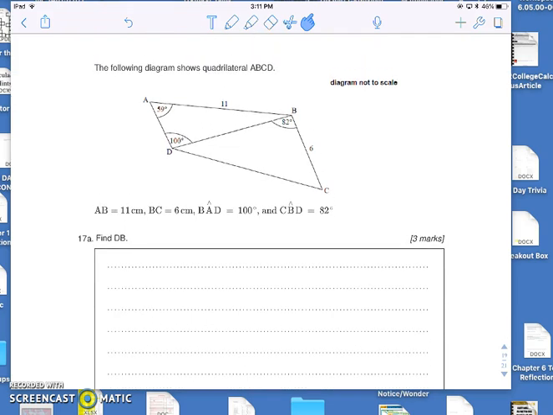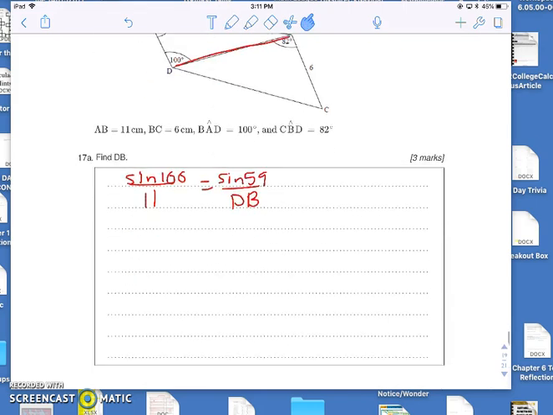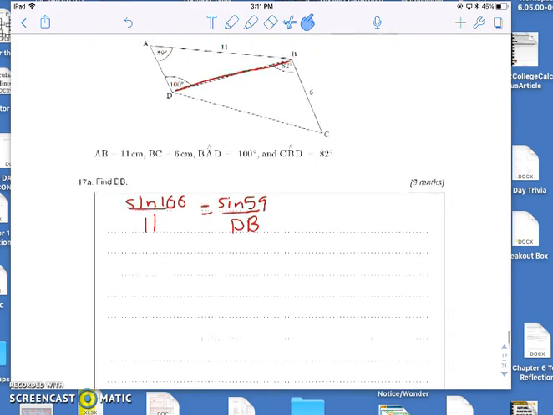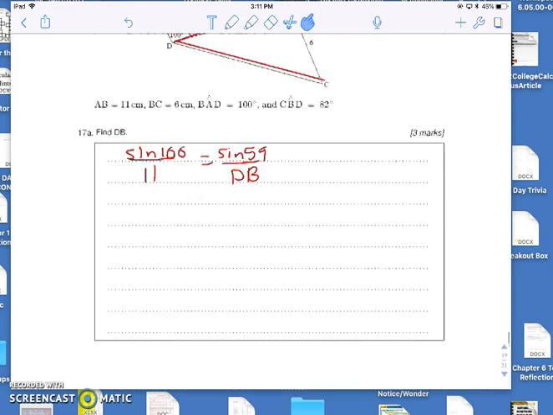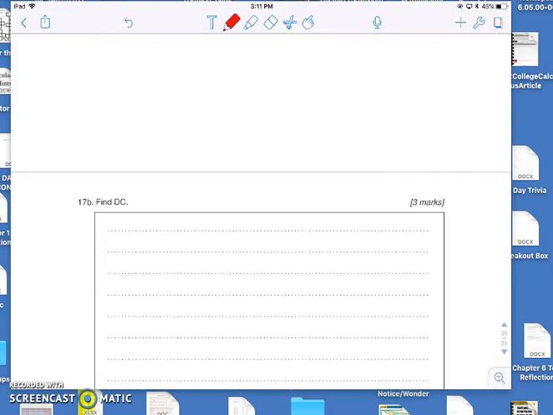So find dB. Well, dB right here, so we could use law of sines. The sine of 100 over 11 equals the sine of 59 over dB. Find dC. Well, once we find that one, we could use law of cosines. So this would be a law of cosines problem.